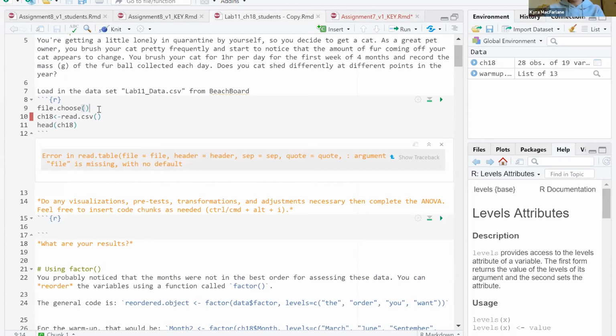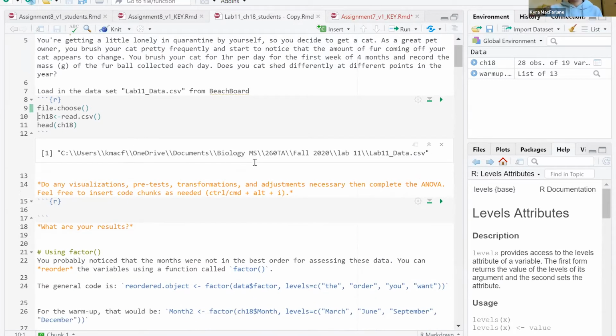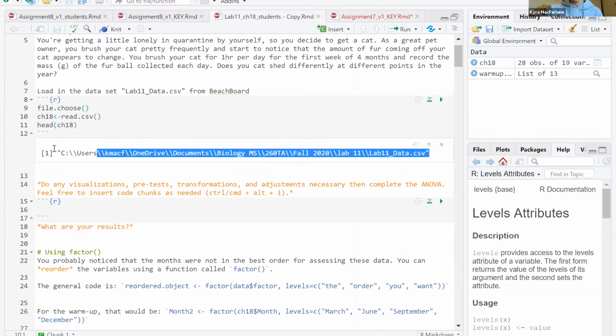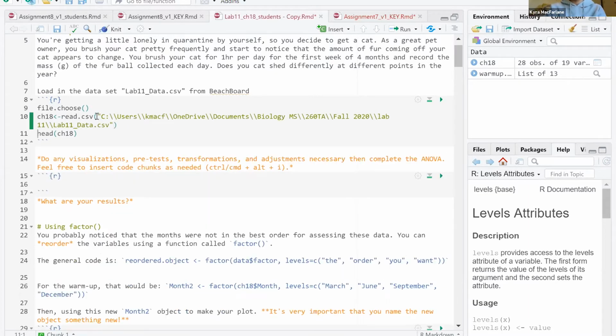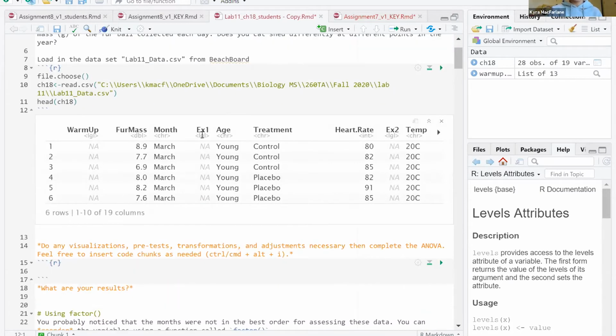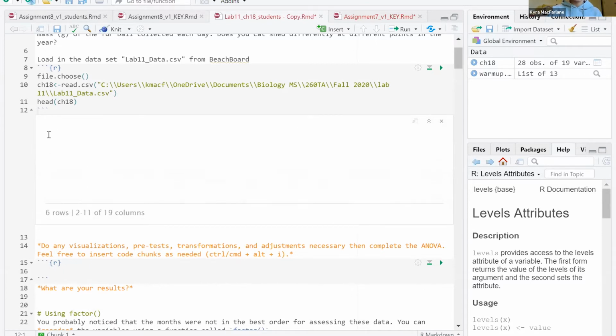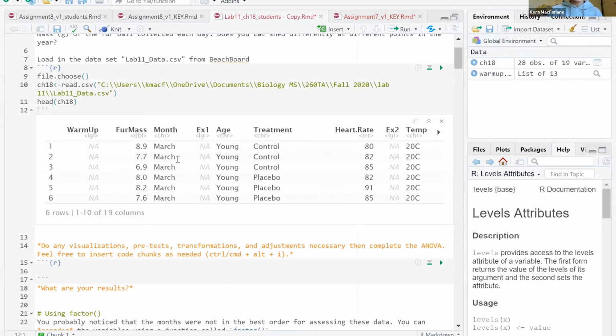A fur ball based warm-up question for today. So first, loading in the data. And then looking at it. So just in general, we have warm-up, example 1, example 2. So this is where all the data for today is going to be. But we're looking at fur mass and month.